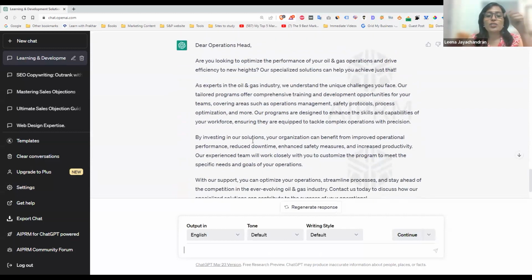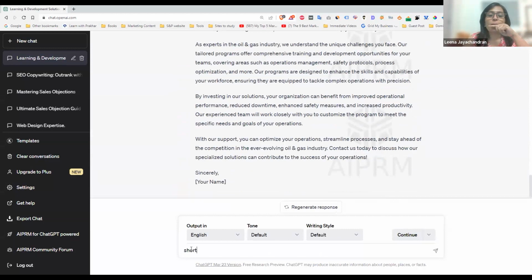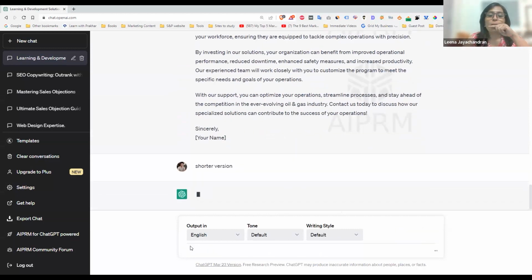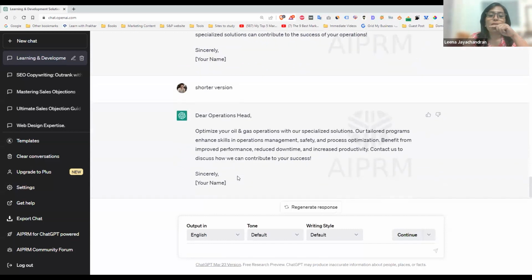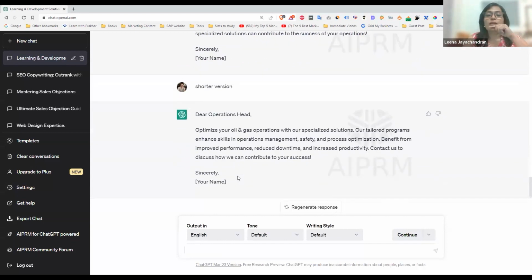You can write a shorter version. That's it. However you want to.